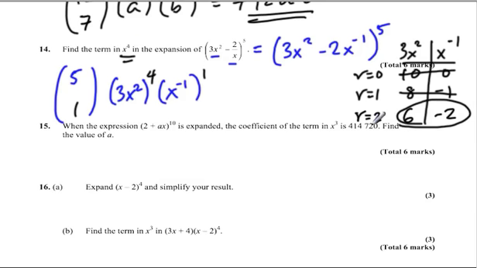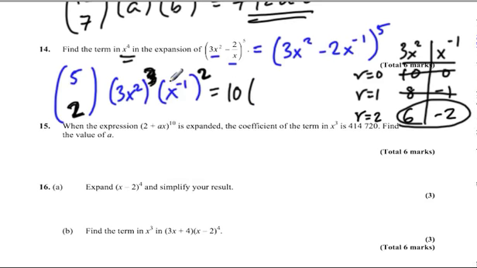So we want our r to be 2. So if this is going to be 2, that is going to be 2, and this is going to be 3. Because remember, 3 plus 2 must equal 5. So if I plug this into my calculator, 5 choose 2 is equal to 10.